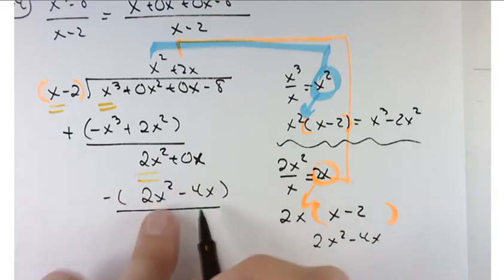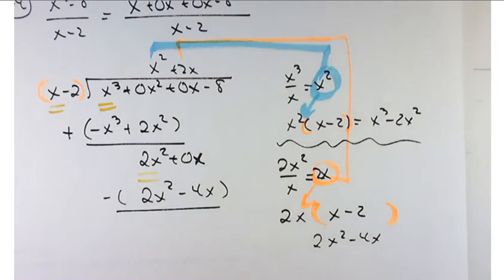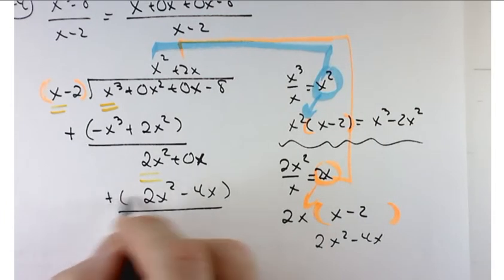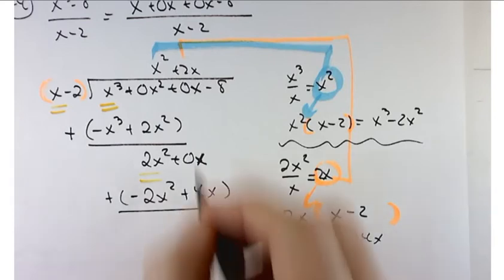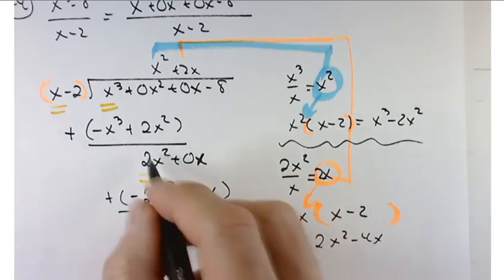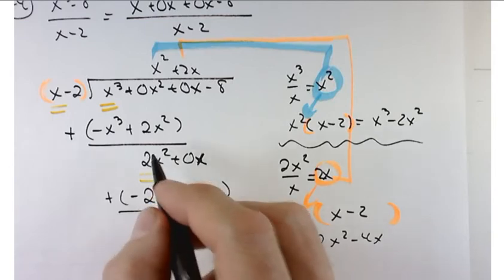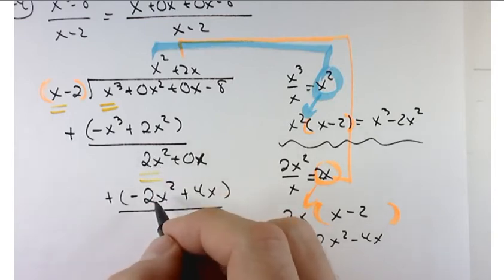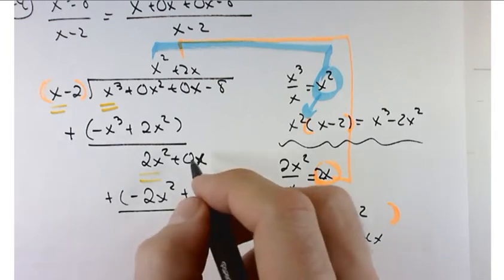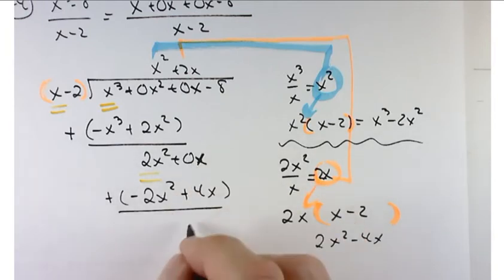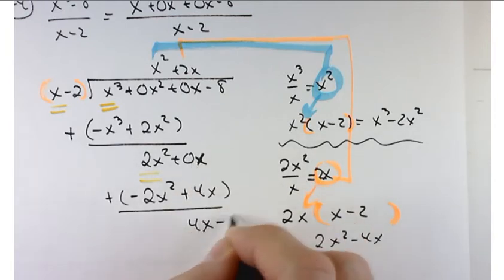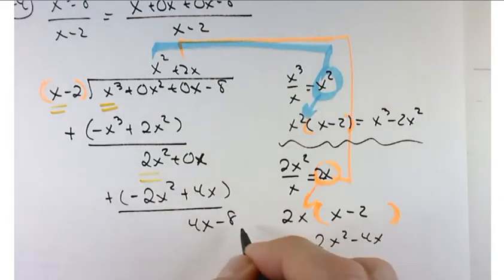So just write it down, put big parentheses around it on the outside, and we'll change the signs, then add. Plus, minus, plus. These cancel each other out. They always should cancel each other out. If they don't, if you have a 2x squared and a 2x squared, there's something wrong. 0 and 4 gives me 4, so 4x. Bring down the minus 8.